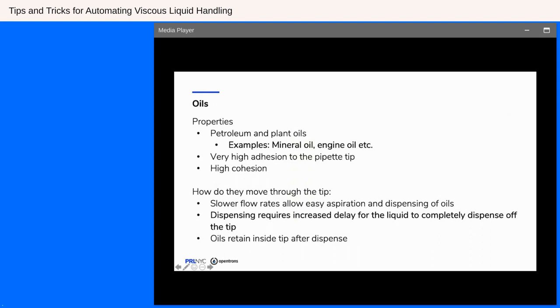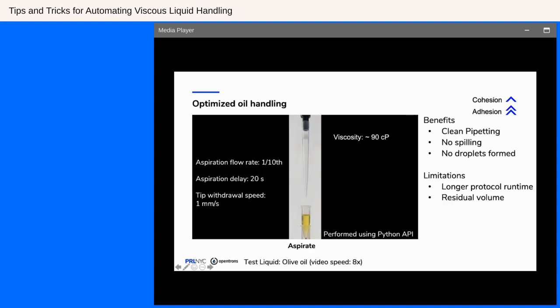Slowing the flow rates allows easy aspiration and dispense. Generally, it's pretty easy to aspirate and dispense at slower flow rates. But again, similar to surfactants, oils also retain liquid inside after the dispense cycle. So let's take an example of olive oil being dispensed. The viscosity of the olive oil used here is roughly around 90 centipoise. What we are going to do is aspirate at a slower flow rate, and slowly withdraw the tip after allowing a delay of 20 seconds after aspiration.